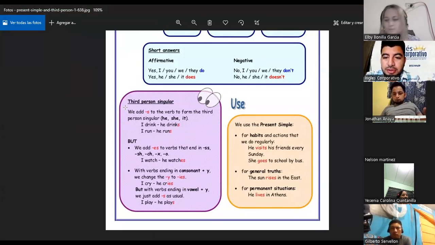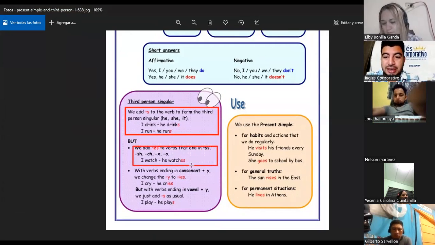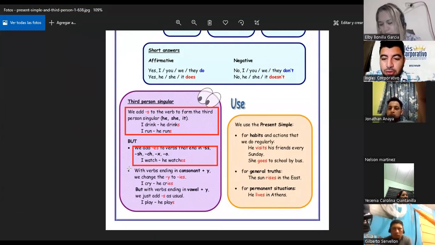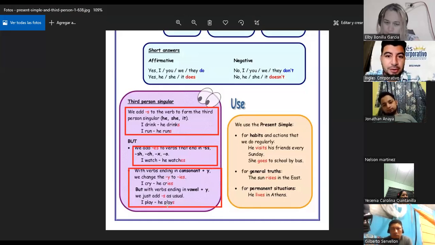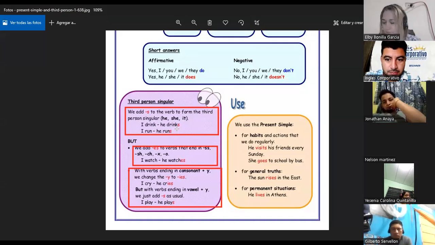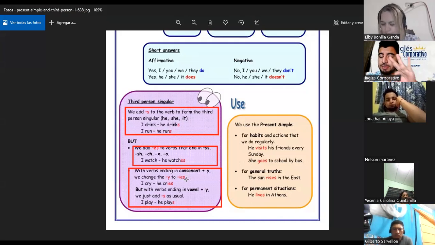Uno, donde solo le vamos a agregar S a los verbos para las terceras personas, ¿ok? El otro caso es cuando le agregamos ES a los verbos, quiere decir los que terminan en H, en X o en O. Ojo con eso. Está el otro caso que si terminan en Y, le agregamos IES, pero como en play, que hay una vocal, una A, antes de la Y, entonces solo le agregamos S. Ok, three cases, tres casos. Cuando le agregamos S, cuando le agregamos ES, y cuando le agregamos IES. Three types of cases for third person.